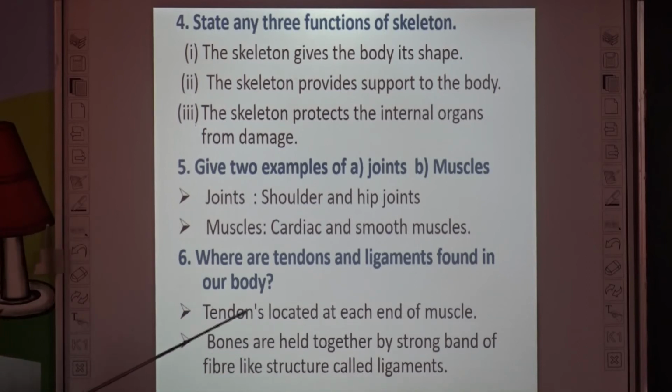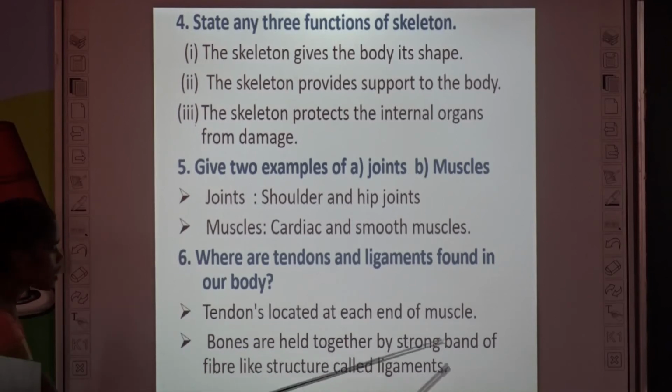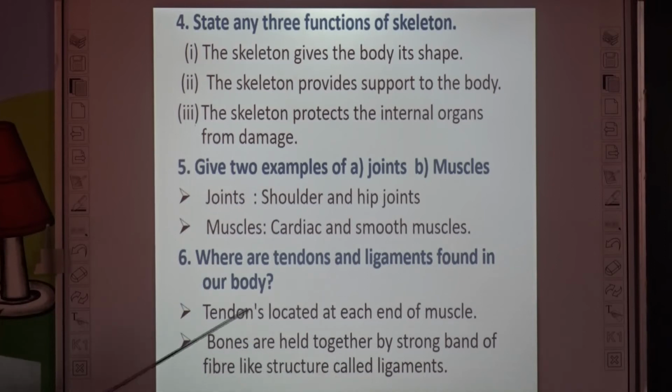What is the use of tendons? It is a connecting tissue. It connects the bones and the muscle. Next one, ligaments. Bones are held together by strong fiber-like structures called ligaments. What is the use of ligaments? It is also a connecting tissue. It connects bone to bone. So these are all about tendons and ligaments.